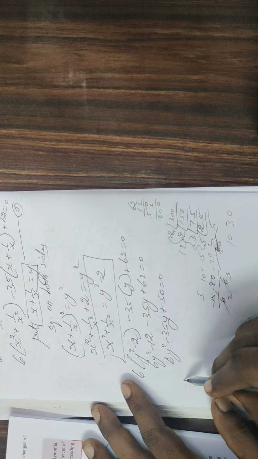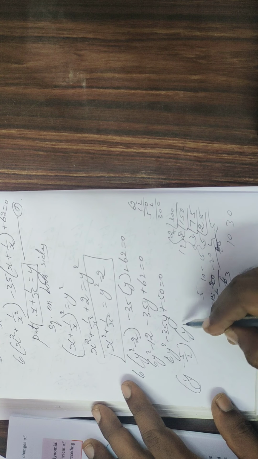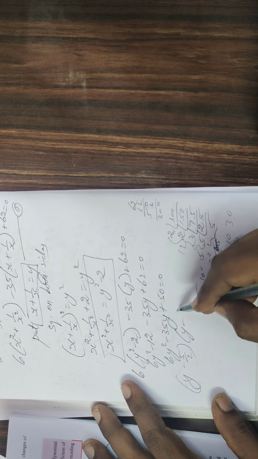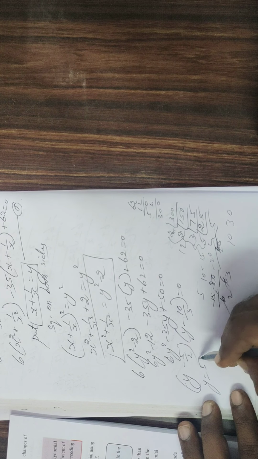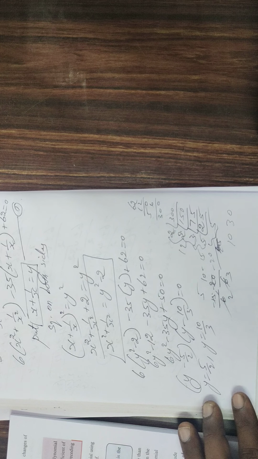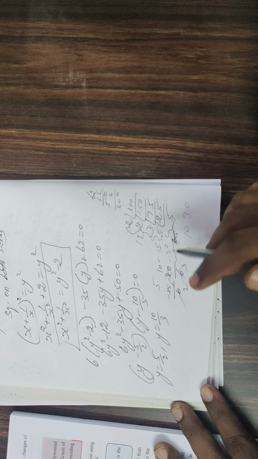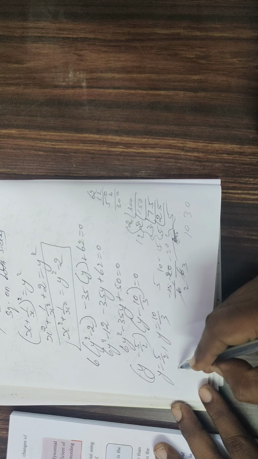So the factor is (y minus 5 by 2) into (y minus 10 by 3) equal to 0. So y equal to 5 by 2 and y equal to 10 by 3. Am I right? So the remaining steps, can you try? The remaining part is left as homework, okay?